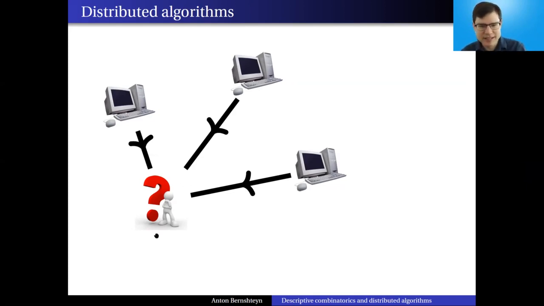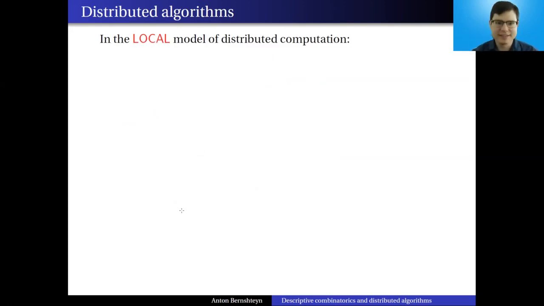And what we care about is how many rounds of sending messages are needed to find such a color. So to summarize again, this model of distributed computation is called the LOCAL model. It's stylized like this in all capitals.